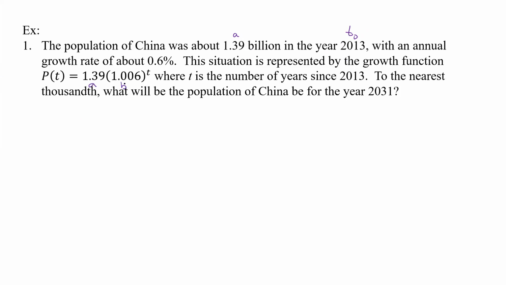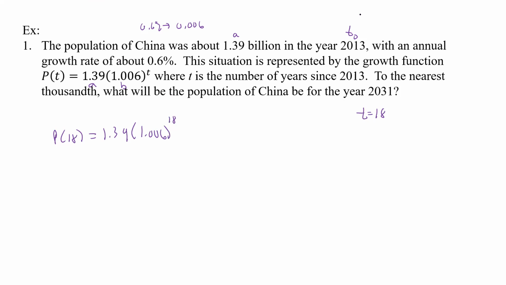And our b, well, how did we get b? Well, we converted 0.6% to a decimal, 0.006, and it's growing by that. So we have our initial amount, 1, plus that, and so it's going to be 1.006. And then we raise it to t, to whatever number it is after that. Now they're saying, well, to the nearest thousandth, what will be the population of China in the year 2031? Well, let's see. How many years is that? That's going to be t equals 18. So we want P of 18, which is equal to 1.39 times 1.006 to the 18.